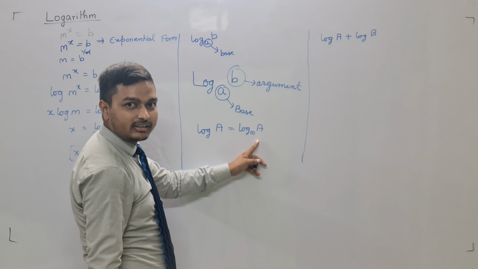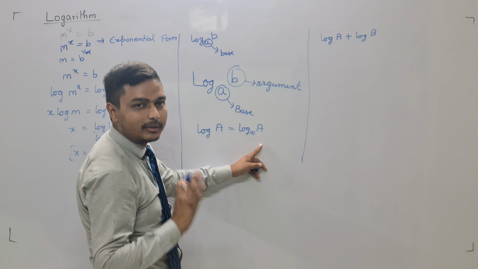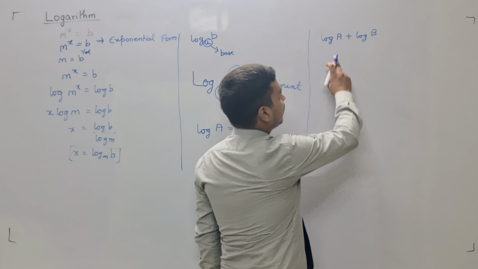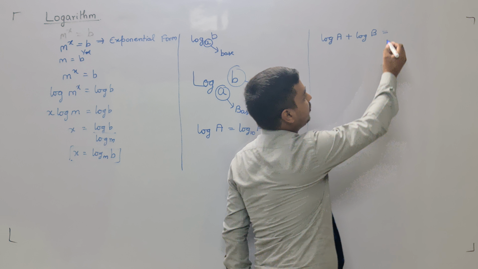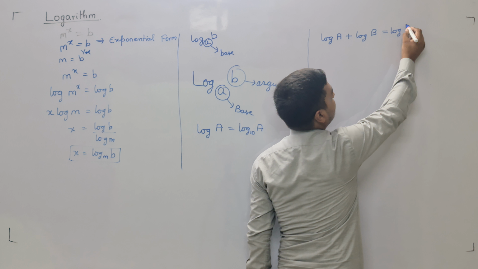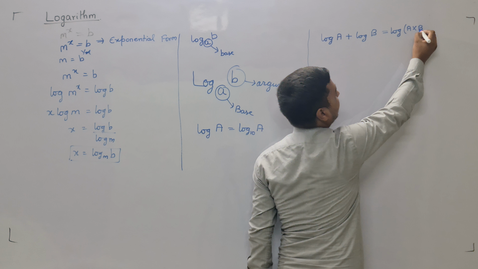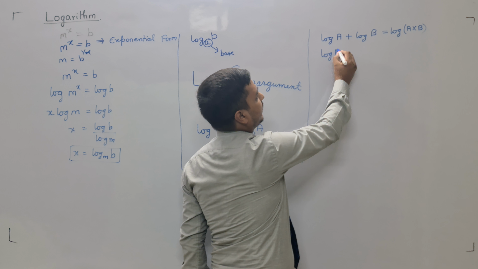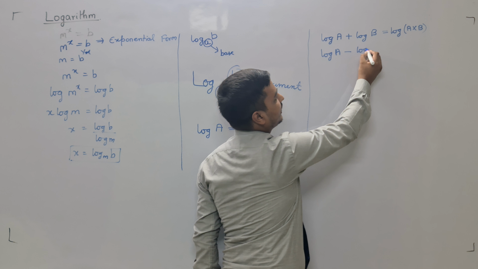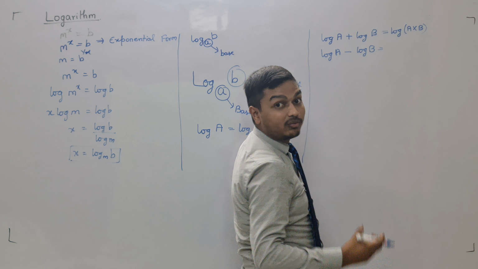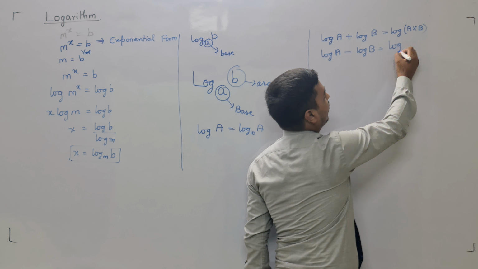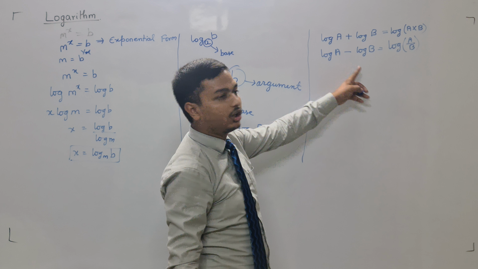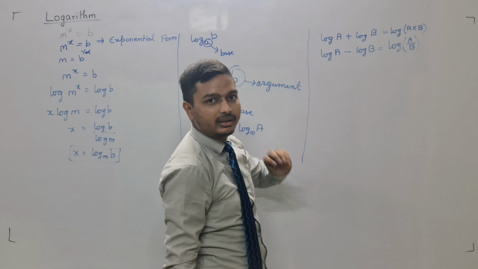If the log base is not given, then what will you think? The base will be 10 every time. Here base is not given, then base will be 10. Here also base will be 10. Log a plus log b. What will be the property? So here log a plus log b will be considered log of a into b. Next, I have taken plus, now I will take log a minus log b. Then what will be the value? The value will be log of a by b. Understanding? Log a minus log b will be log of a by b.